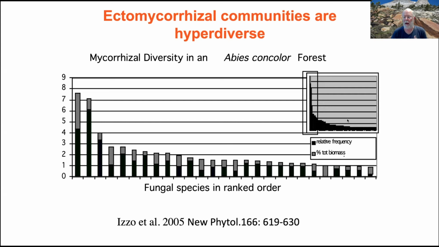That is, we could go back to this forest, sample more, and find new species that we didn't see the first time we sampled. So below ground, it's like the tropics. It's hyper diverse. Above ground there weren't a lot of different plants, but below ground there are hundreds of mycorrhizal species in this single forest.